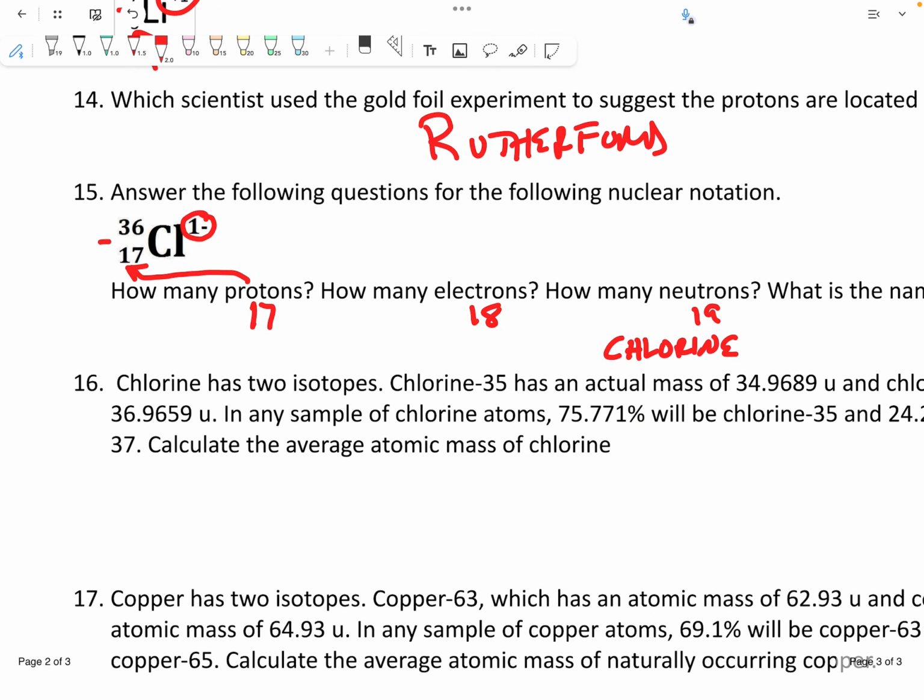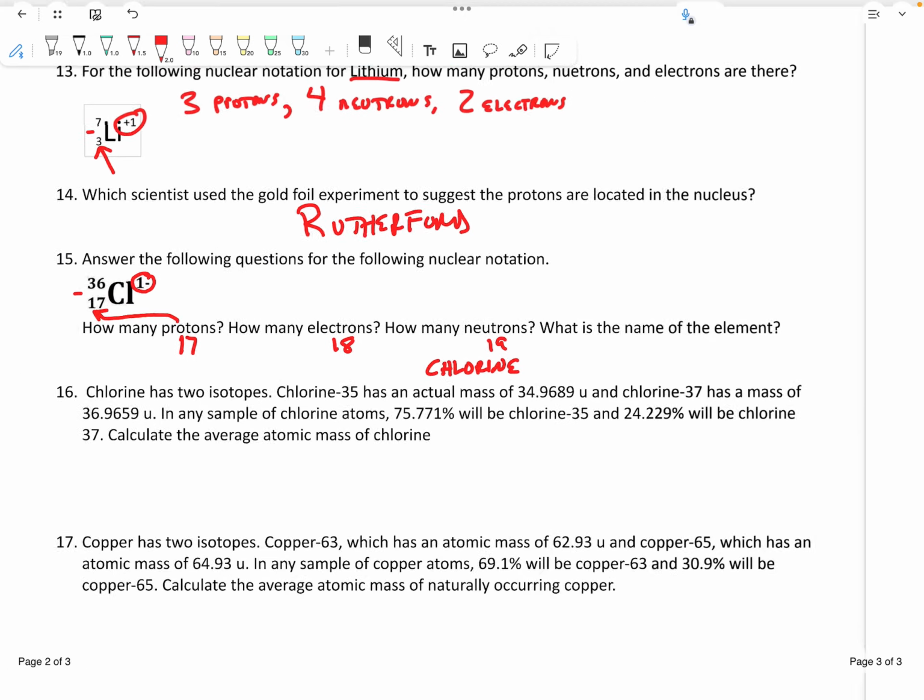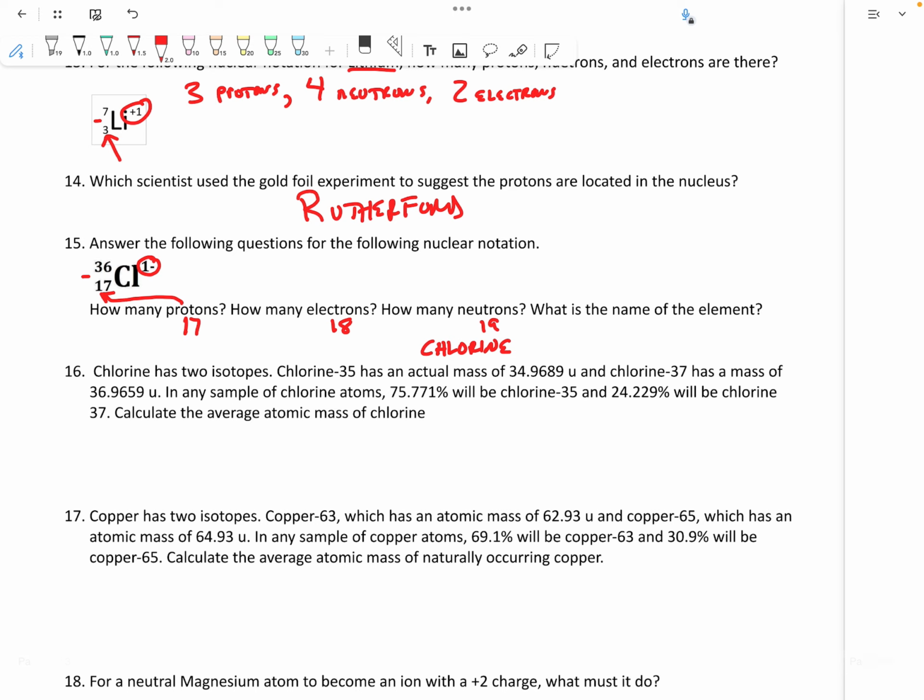Okay, chlorine has 2 isotopes. Chlorine 35 has an actual mass of 34.969 atomic mass units, and chlorine 37 has a mass of 36.9659 atomic mass units. In any sample of chlorine atoms, 75.771% will be chlorine 35 and 24.229% will be chlorine 37. Calculate the average atomic mass of chlorine. Okay, simple. First of all, let's list the atomic mass over here.